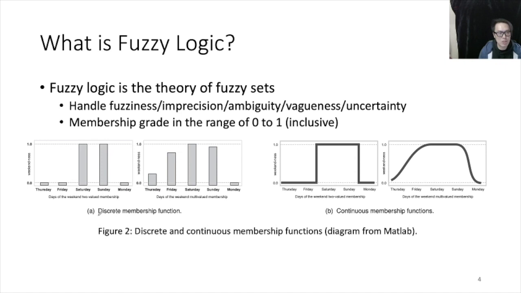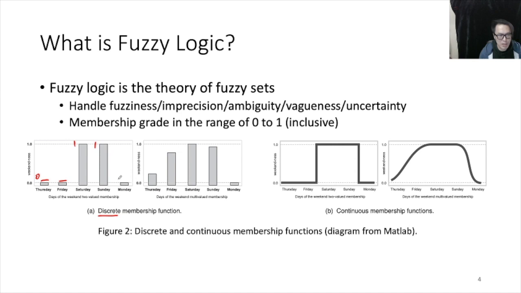For example, ask the same question using a binary set: is it the weekend? If we talk about the dates, say Thursday, Friday, Saturday, Sunday, Monday, assume each is 24 hours long, for the whole day. In the binary set, Thursday and Friday belong to 0. That is the Y axis right here. For Saturday, it is 1, which means it definitely belongs to the weekend. The same applies to Sunday and then Monday.